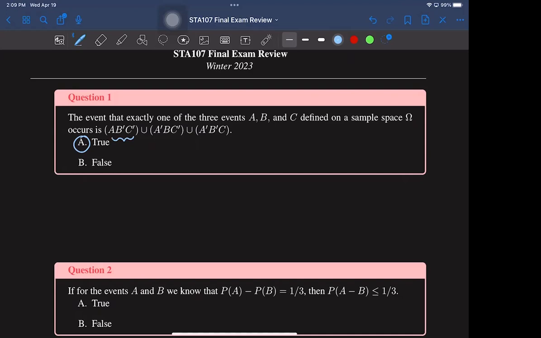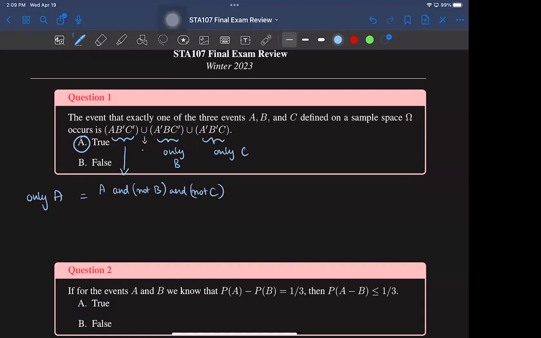I think it is true because each term isolates A or B or C. Yes, kind of. So the first term is saying that we want A and not B and not C, right? Because B prime means B complement and indicates not B, and C prime indicates not C. When we have A and not B and not C, it means only A. Similarly, the second term means only B, and the last term means only C.